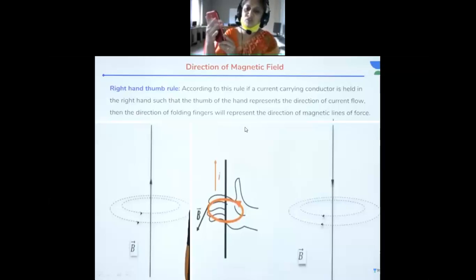Where is the direction? Is it clockwise or anti-clockwise? Don't see from your side. Just hold any conductor in your hand and find out. You can see this picture. This thumb represents the current flowing in the upward direction, and the curled fingers show the direction of the magnetic field.